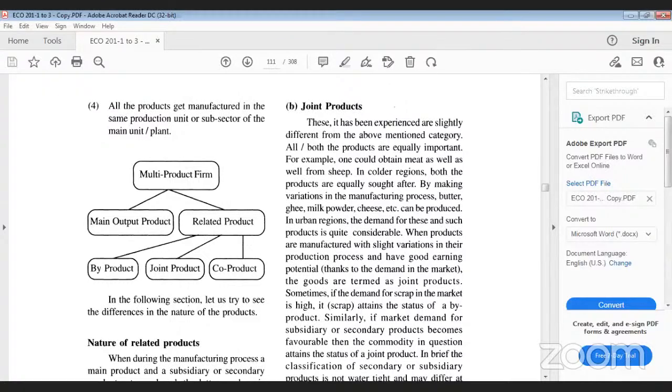Similarly, if market demand for a subsidiary or secondary product becomes favorable, then the commodity in question attains the status of a joint product. In brief, the classification of secondary or subsidiary products is not watertight and may be different.